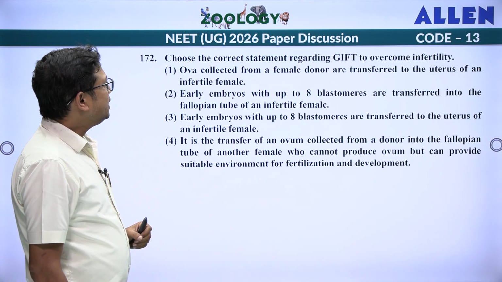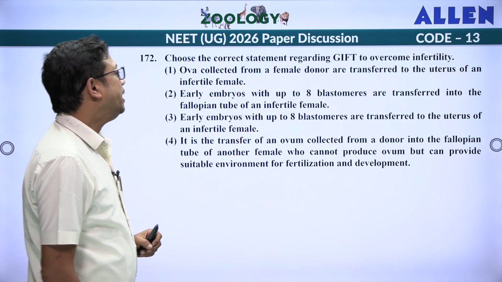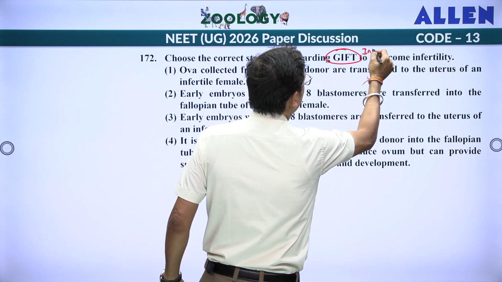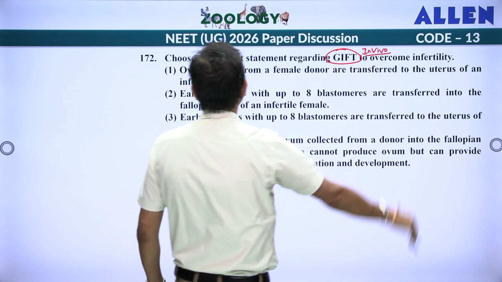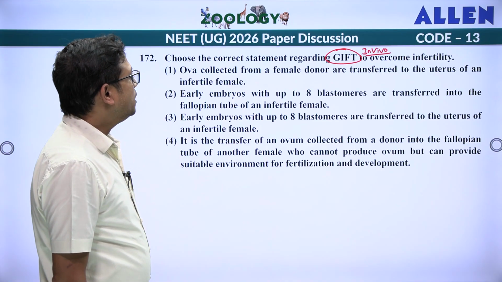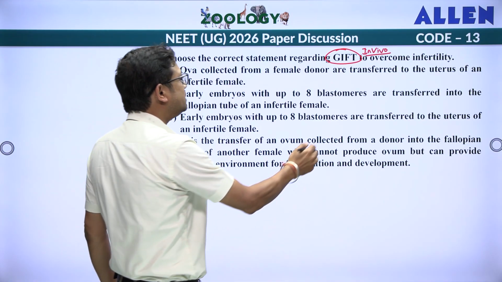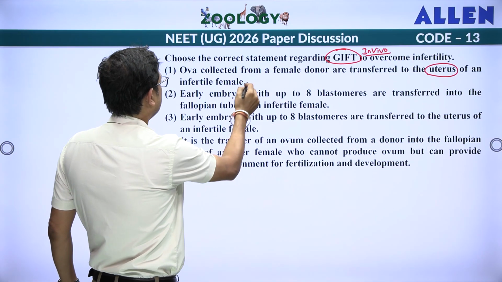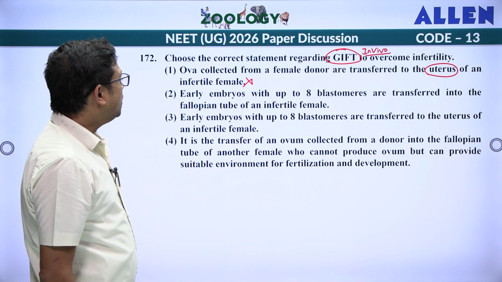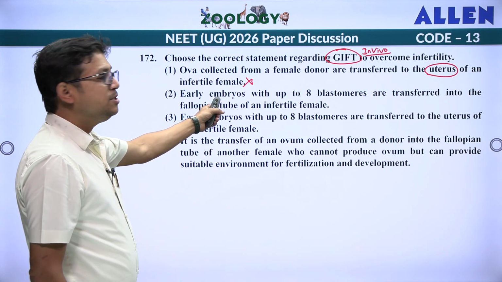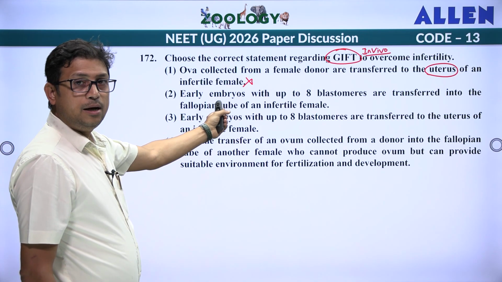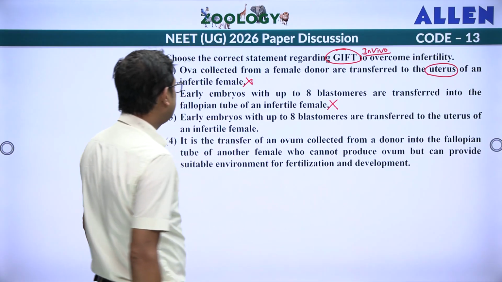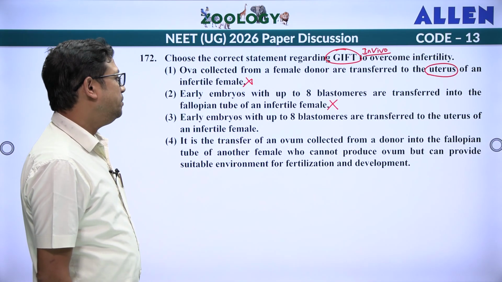Next, choose the correct statement regarding GIFT to overcome infertility. GIFT means fertilization is in vivo. Okay. So ova collected from female donor are transferred to the uterus. Ova is not transferred to the uterus. It is always transferred to the fallopian tube. So it is wrong. Early embryos up to 8 blastomeres are transferred. That means here we are talking about the zygote. Fertilization happened outside. So this is wrong. This is applicable for ZIFT. Early embryos up to 8 blastomeres, again this is wrong.